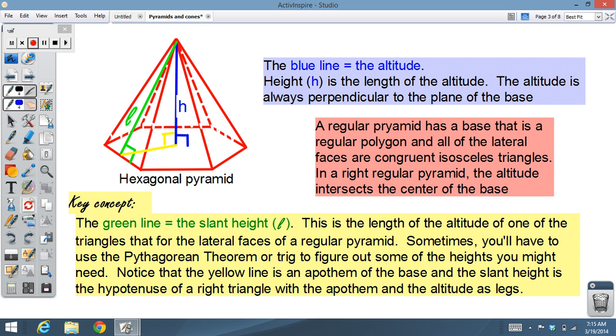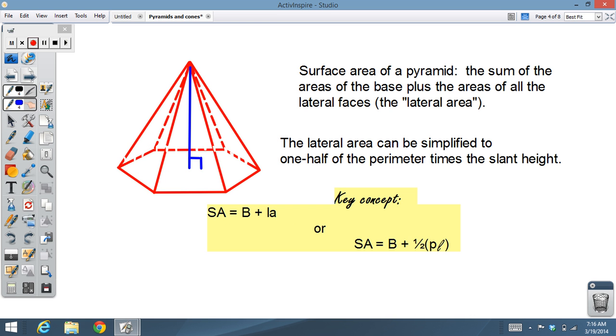So you're going to use that a lot in terms of solving for either the slant height or the height of the altitude, or maybe even the apothem, depending on what the problem gives you. Just know you can pull out the Pythagorean theorem. Most likely, sometimes it may involve trig, but most likely the Pythagorean theorem in order to figure out some of these heights. Okay, so I think that covers that section there.